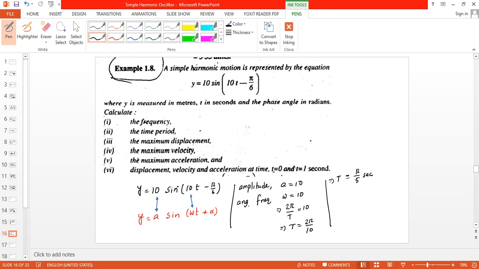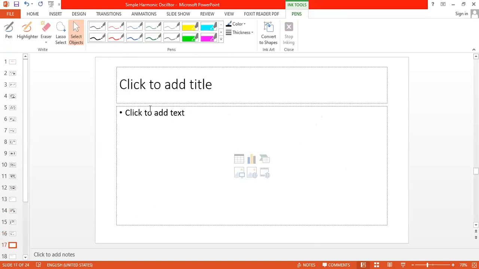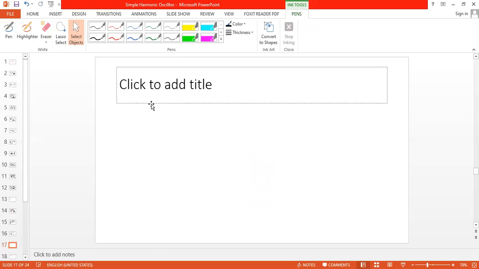Is it clear? And A, the amplitude, is in meters here. So this is the answer for part 2, the time period: pi by 5 second. And in part 1, they asked for the frequency. Frequency is easy. Once you know the time period, you can easily find the frequency. Frequency is the inverse of time period.